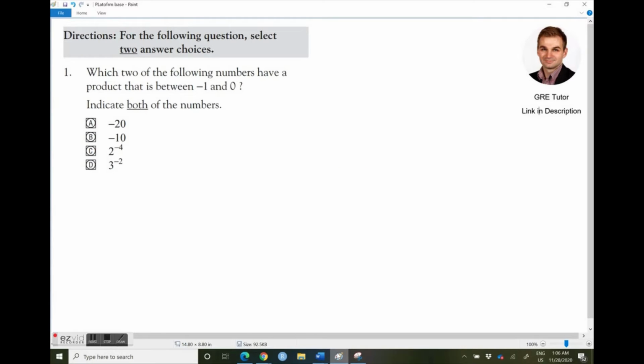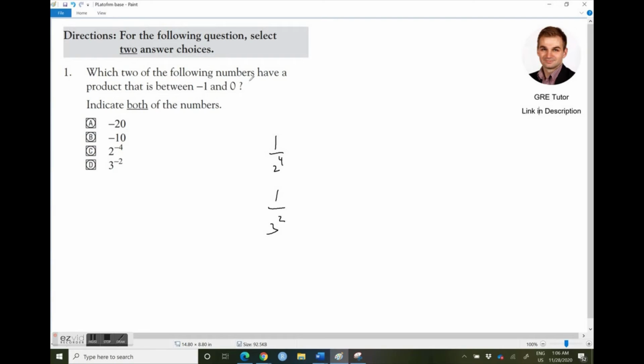Okay, great. So the problem is, which two of the following numbers have a product that is between -1 and 0? And here the important thing to note is that two of your answers are negative and two of them are positive, right? So 2 to the negative fourth is actually the same thing as 1 over 2 to the fourth, which is a positive number. And 3 to the negative second is 1 over 3 to the second, so that's a positive number again.